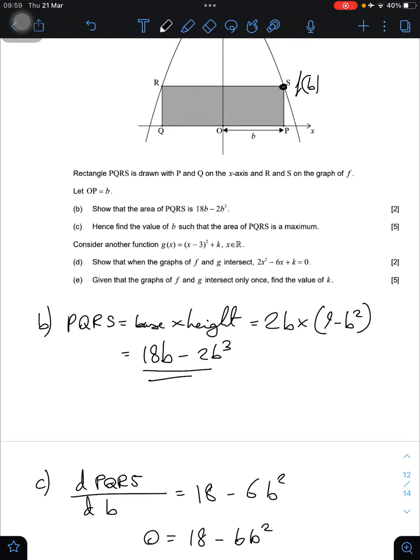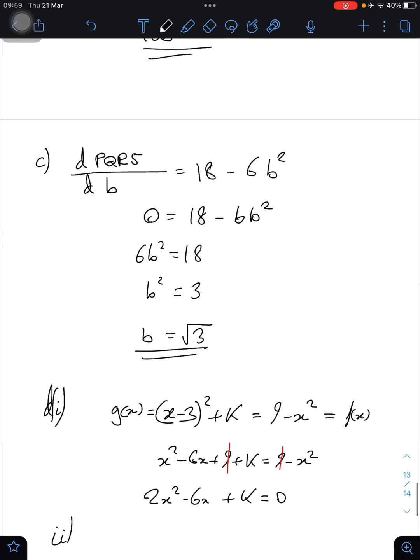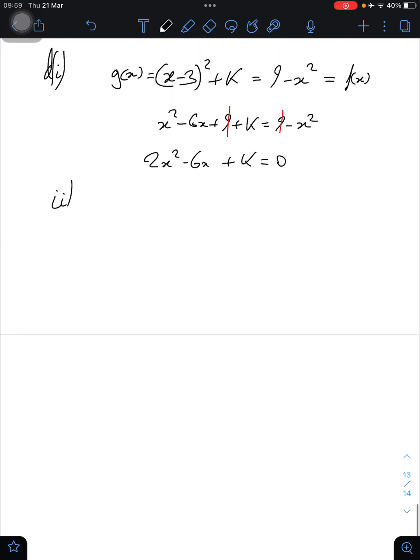And then part dii, given that the graphs of f and g intersect only once, find the value of k. So if they intersect only once, it means that when they're equal to each other, they can only have one solution. So a quadratic with only one solution means that b squared minus 4ac is equal to 0. It's because only one solution, or a repeated root is what we're going to get.